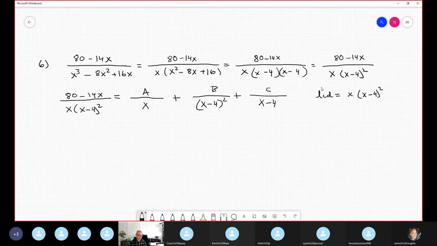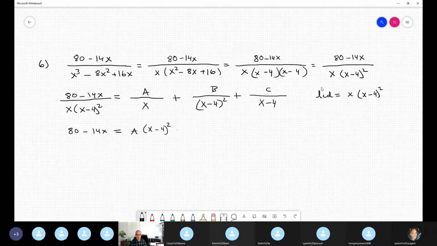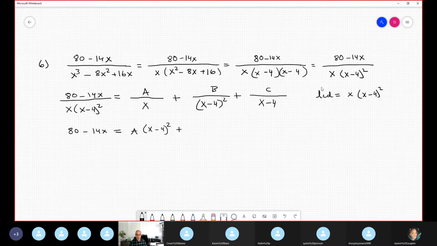And you multiply everything by the LCD. So 80 minus 14x is equal to, well, the first part is A times x minus 4 squared. The second part is Bx. And the last part is C times x times x minus 4. This is our expression after the multiplication by the LCD. By the way, it's equivalent to the original, except that we have no fractions.